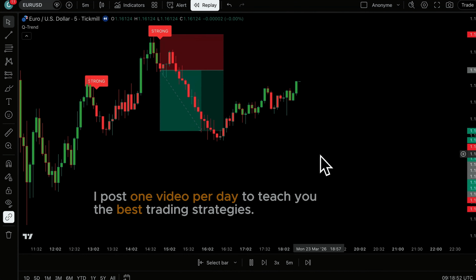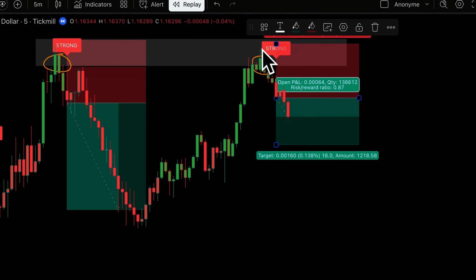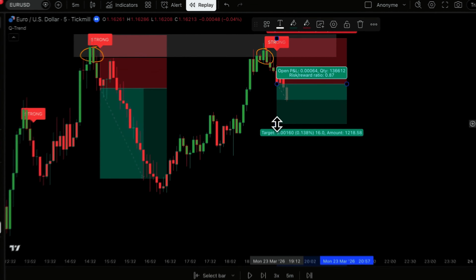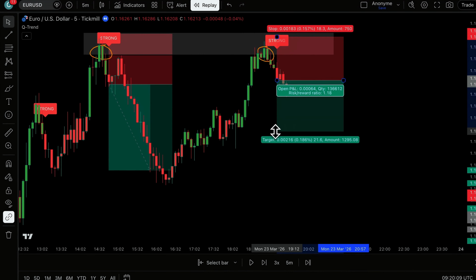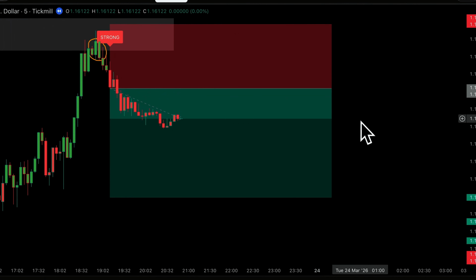We wait for this candle to close before selling, and we enter here with a stop loss above the previous high in the resistance zone. And once again, we're looking for a risk-reward ratio of 1.7 for our target. Then we stay patient until the market hits the target or the stop loss. Patience is the most important quality for a profitable trader.